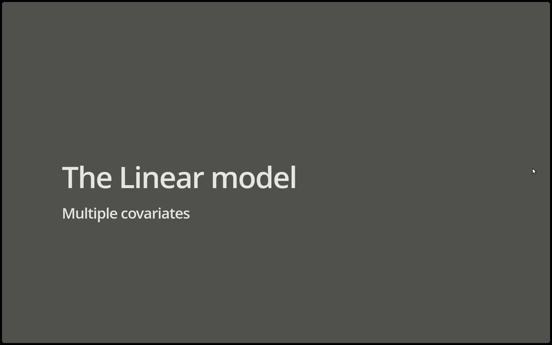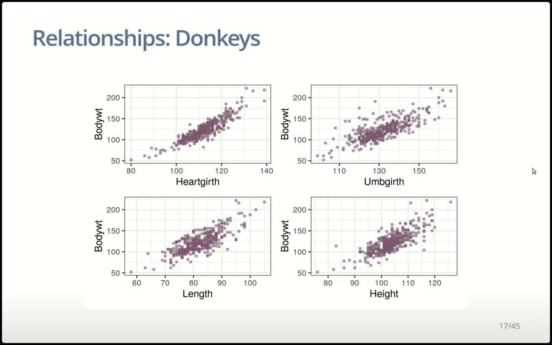Okay, so that's the linear model with just one variable, right? So we've got the outcome variable, body weight, explained by just one explanatory variable, heart girth. But of course, there's relationships between body weight and the other measures as well, right? So while the strongest relationship was with heart girth, because the scatter was tightly clustered around the trend line, we also have information from the umbilical girth, the length, and the height that we should really be using as well, right? Why use just one when we've got 4 measures? We might as well use all 4.